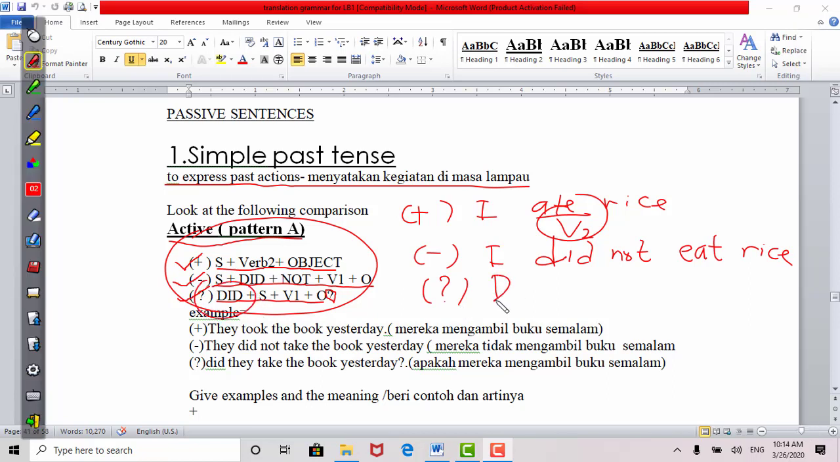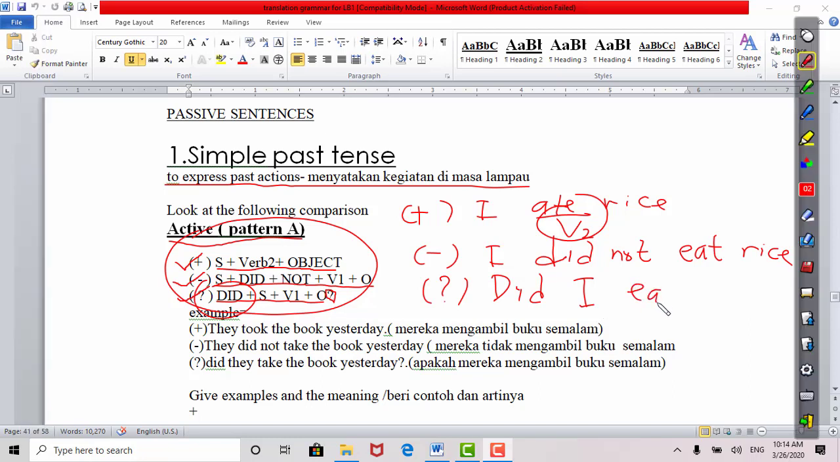Now for the question, look at this. Put did first, and then I eat rice. Then put the question mark. Did I eat rice? Okay, that is my own example. You can make your own example at home. I think you can. All right.